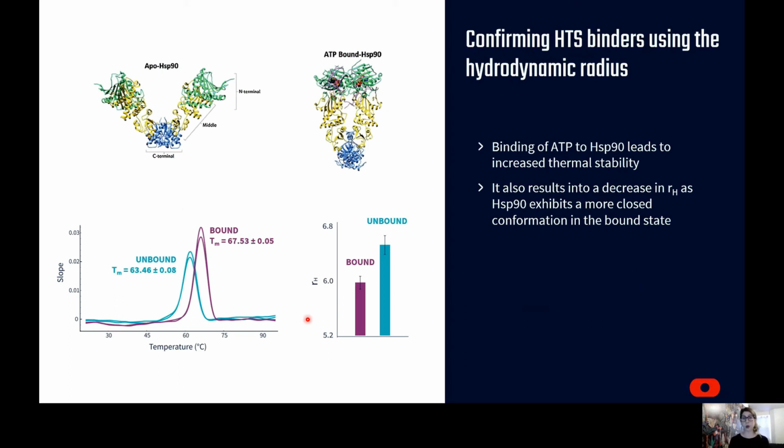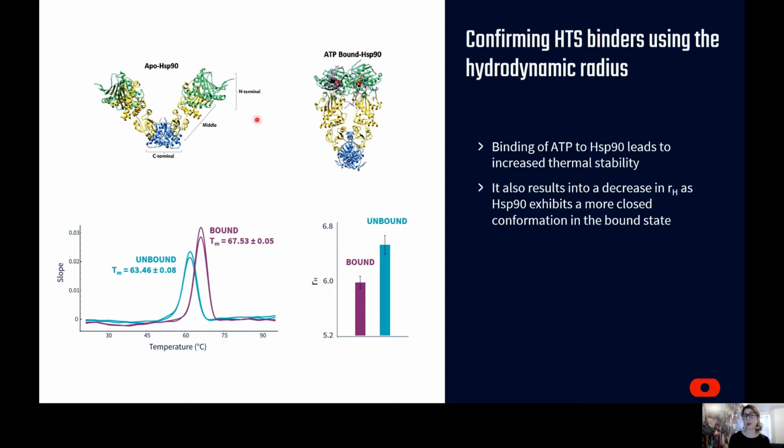DLS measurements can also be used to confirm binders from primary high-throughput screening assays. So drug discovery groups often have huge libraries of compounds to screen, and no method is 100% reliable in avoiding either false positives or negatives. However, binding of small molecules often induces structural changes to the target protein, which alters its size. And by monitoring the hydrodynamic radius of the protein before and after complexation, subtle changes in that RH value can be screened to determine binders.